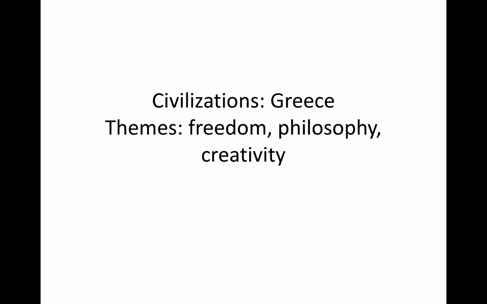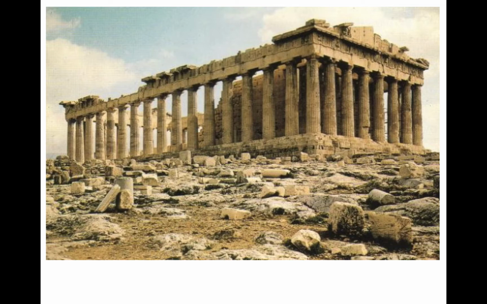So some of the things that we see with Greece that we still have today are Greek philosophy, freedom, and creativity. So instead of seeing tombs, home for the dead, we see temples. So we see temples built to all of the Greek gods. This is the Parthenon, not to be confused with the Pantheon. Very easy to get confused. This is a main architectural element from the Greek culture that you can still see today, although it's in quite a bit of ruins.